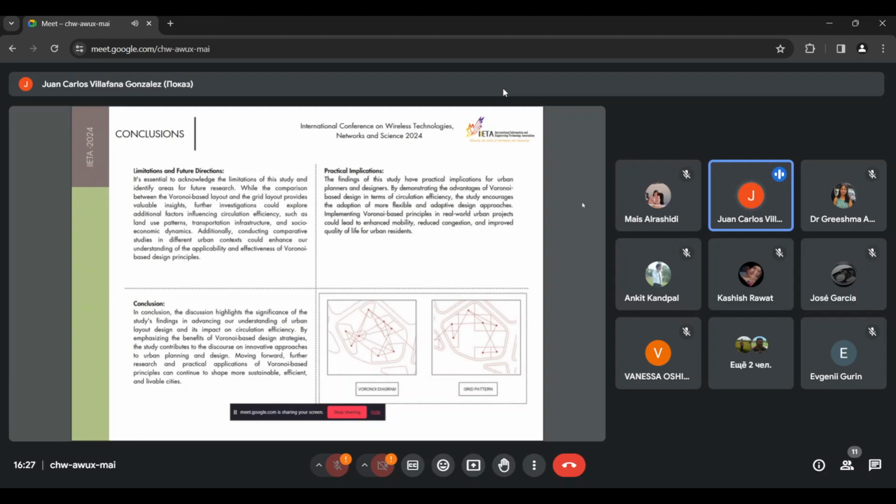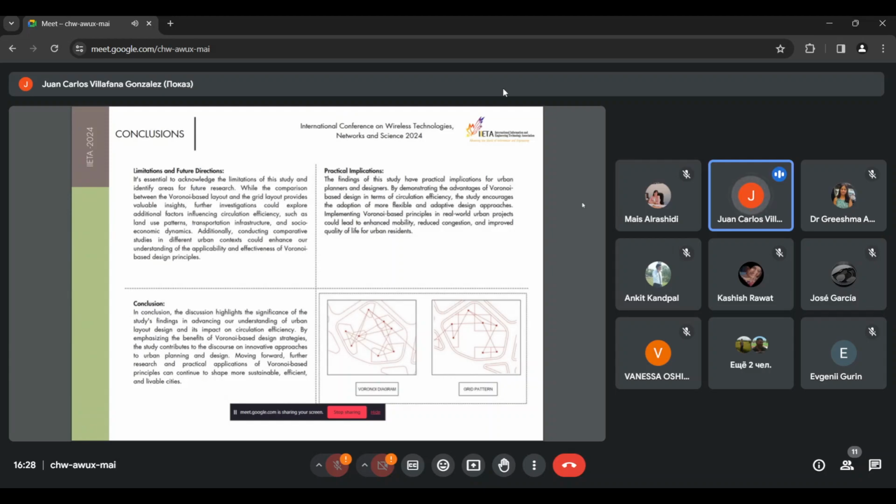For the practical implications, the findings of this study have practical implications for urban planners and designers by demonstrating the advantages of Voronoi-based design in terms of circulation efficiency. The study encourages the adoption of more flexible and adaptive design approaches. Even Voronoi-based principles in real-world urban projects could lead to enhanced mobility, reduced congestion, and improved quality of life for urban residents.